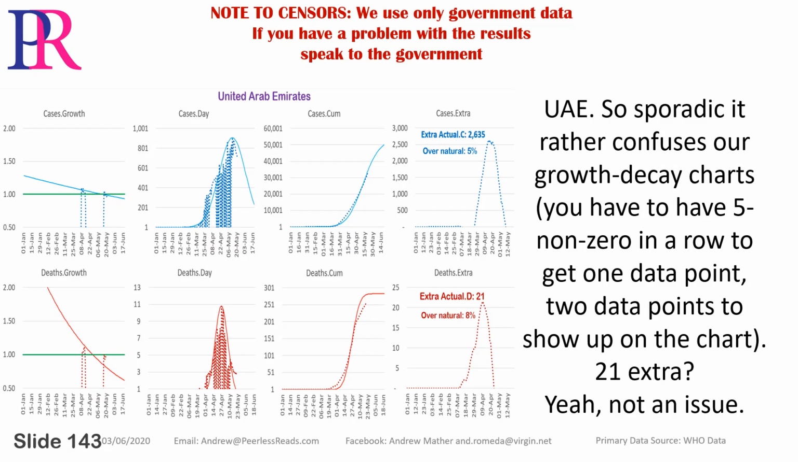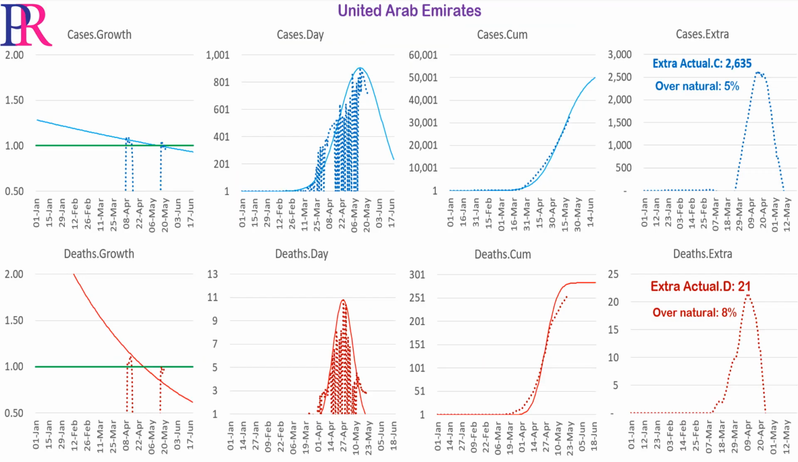UAE, so sporadic it rather confuses our growth decay charts. You have to have 5 non-zero in a row to get 1 data point, 2 data points to show up on the chart. 21 extra deaths, yep, not an issue.